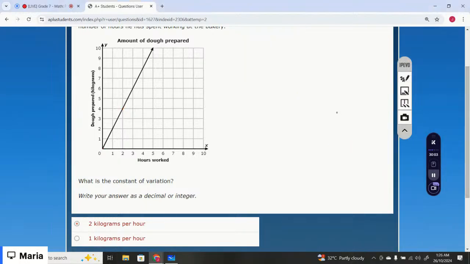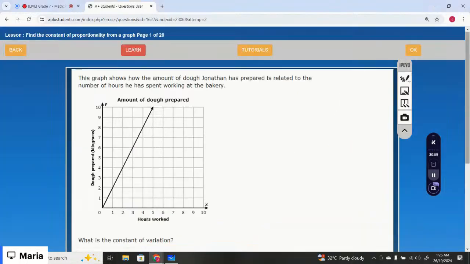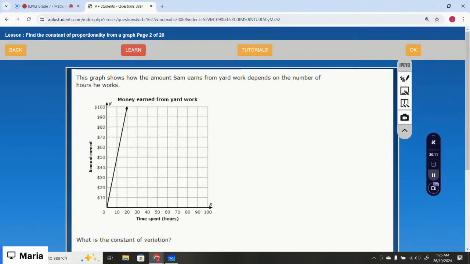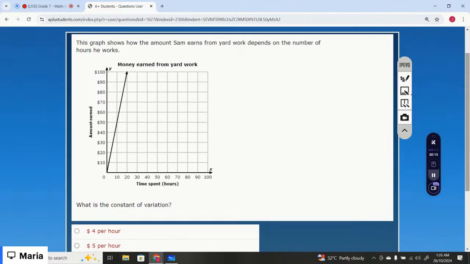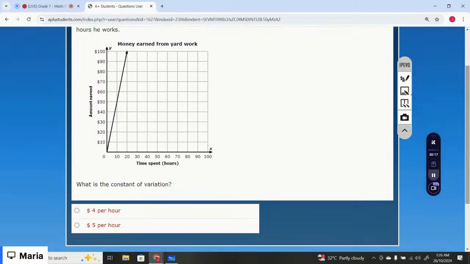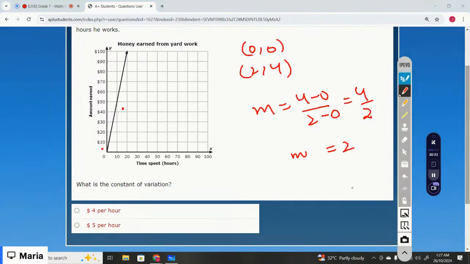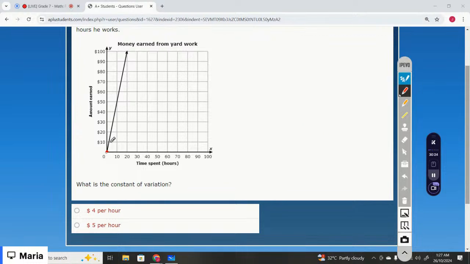Okay, let's just move on to the next one. This graph shows how the amount Sam earns from yard work depends on the number of hours he works. What is the constant of variation? So let's just select any 2 points on the graph and calculate the slope. So the first one has the coordinate 0, 0. The second one has the coordinate 10, 50.